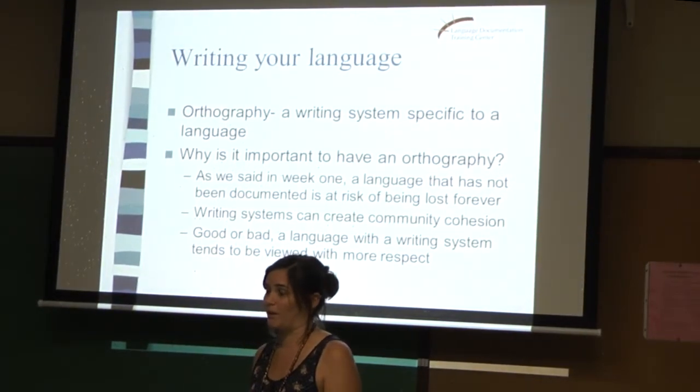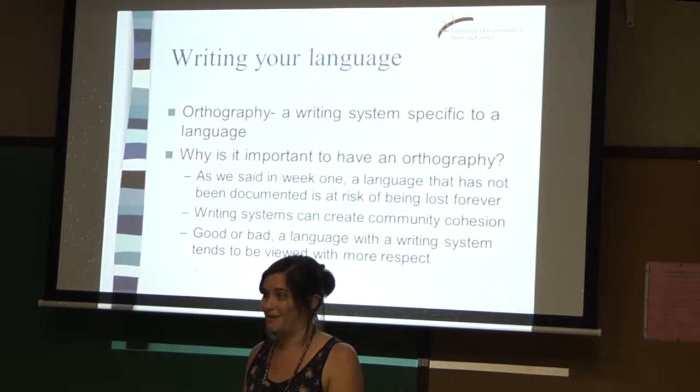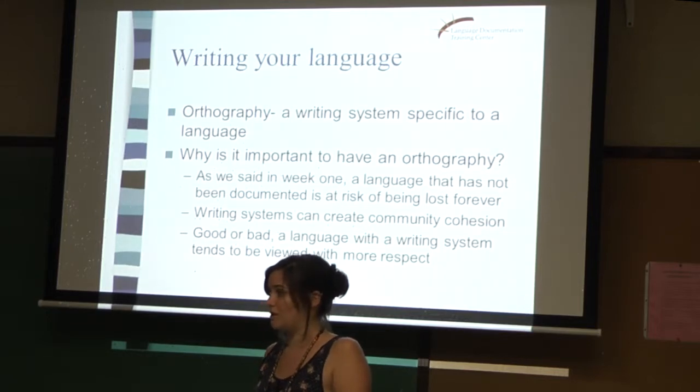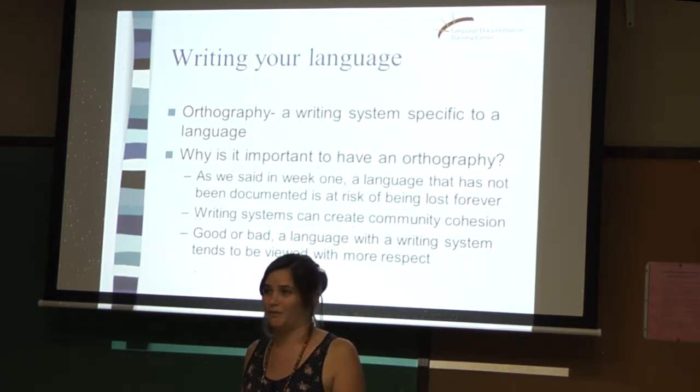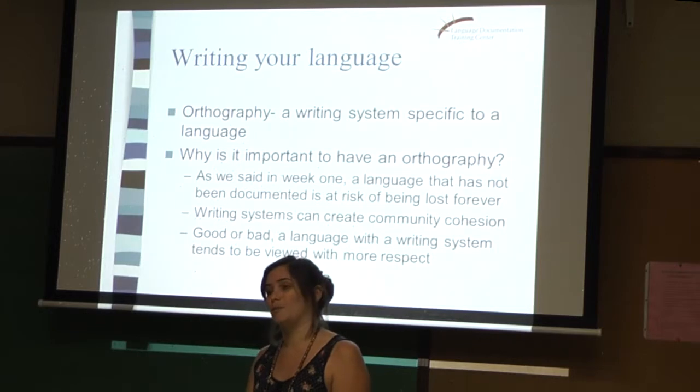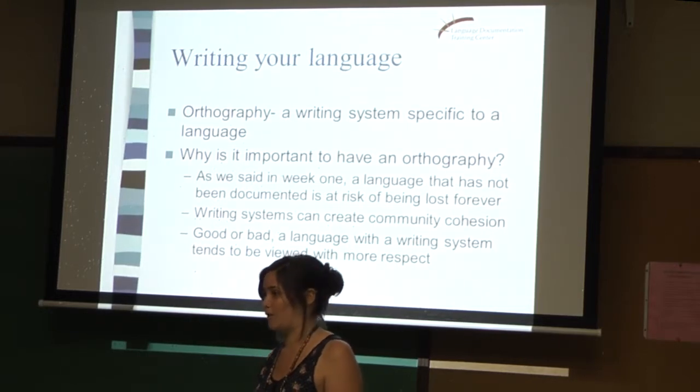And so one way to keep that from happening is to come up with a writing system for our underdocumented languages. They can create community cohesion, give the community something to rally around and agree upon or fight about. That can create cohesion too. We all agree to disagree on something. And good or bad, languages with writing systems tend to get a little more respect from within the community and from without.